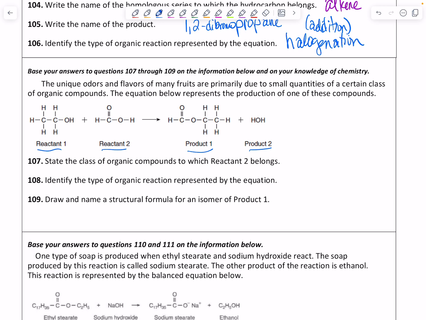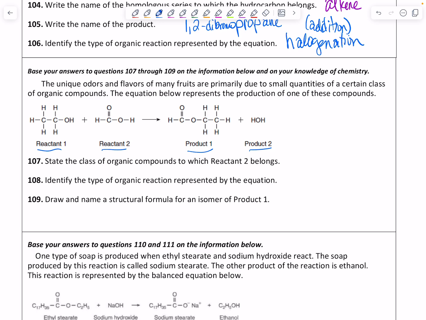Reactant 2, I see a double bonded O and a single bonded O. That is an ester, okay, double bonded O, single bonded O. And so then if I look at my products, I have this kind of connected here, okay? And then I have water.